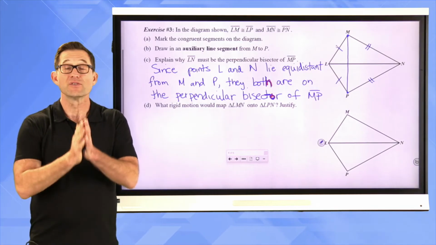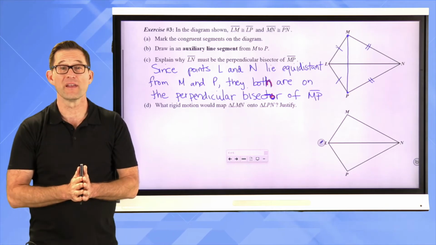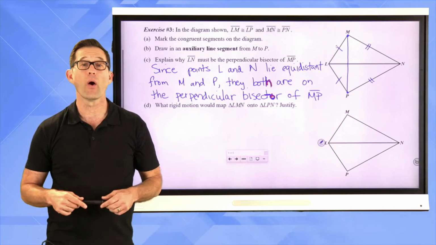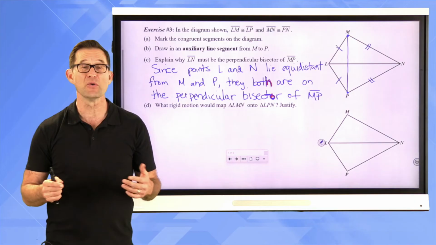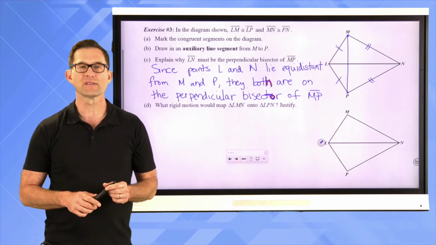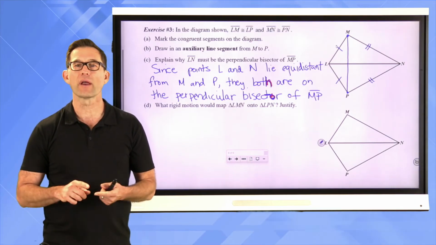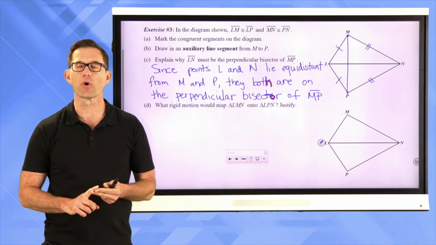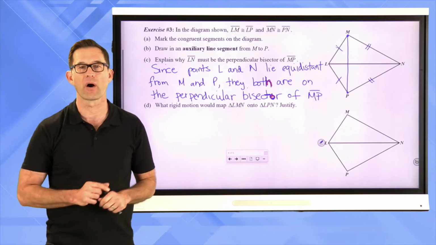Okay, so finally, let's take a look at letter D. What rigid motion would map triangle LMN onto triangle LPN? Justify. Well, I bet you can figure out what that rigid motion is, but can you justify it? Pause the video now and try to write down both what the rigid motion is and why it would have to work based on what we know so far.